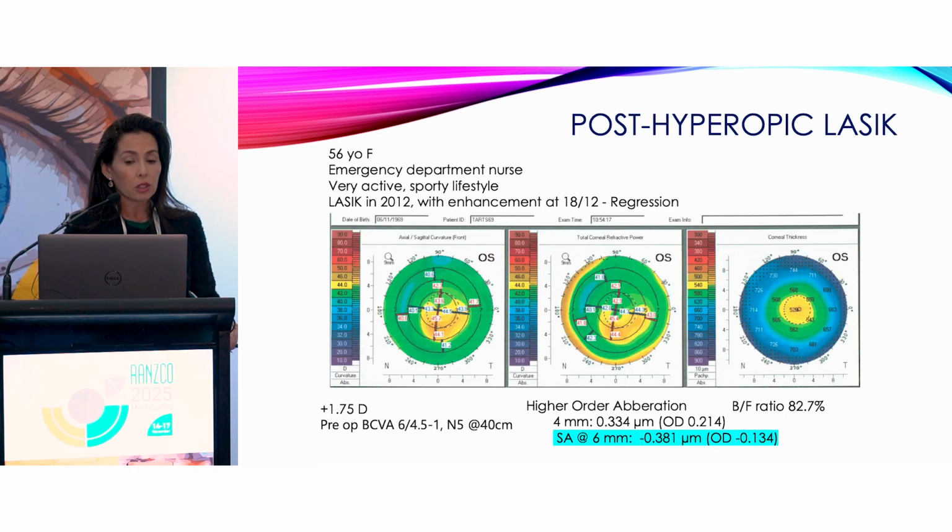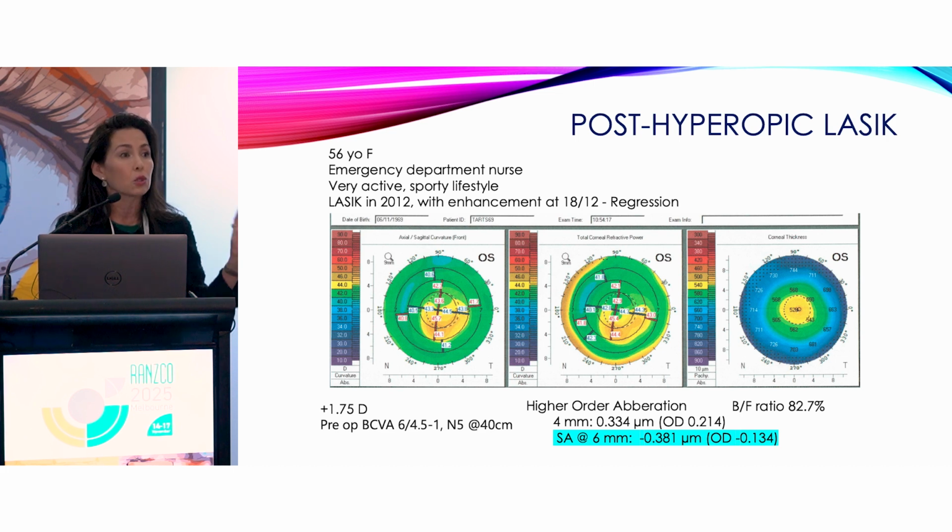Next patient, post-hyperopic LASIK. She didn't have a cataract. She was a clear lens exchange, but she lived a very active lifestyle, 56 years old. Had hyperopic LASIK, which not unusually regressed. She had a retreatment and she underwent further regression. So you notice her spherical aberration is negative. So with the hyperopic treatments, it can be either very low or negative.